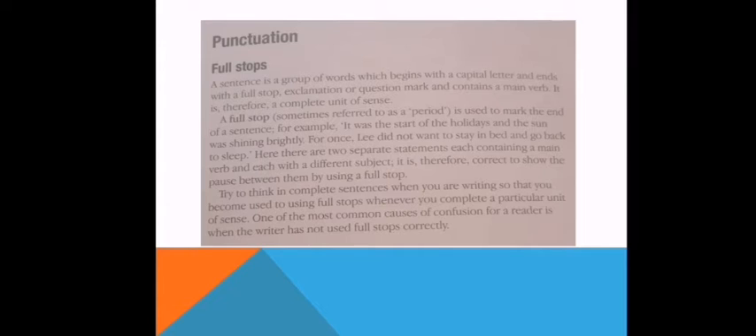It was the start of the holidays and the sun was shining brightly. For once, Lee did not want to stay in bed and go back to sleep. So there are 2 full stops, so those are 2 sentences. Here are 2 separate statements, each containing a main verb and each written with a different subject. It is therefore correct to show the pause between them by using a full stop. If there wasn't a full stop there, then the information would become very confusing. We wouldn't know when the beginning of a piece of information started or when it ended.